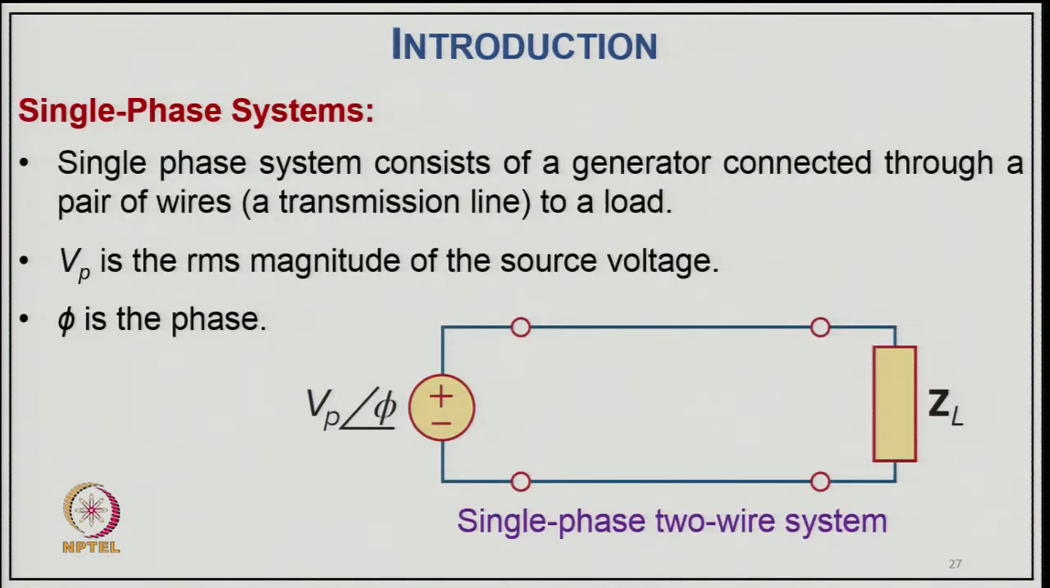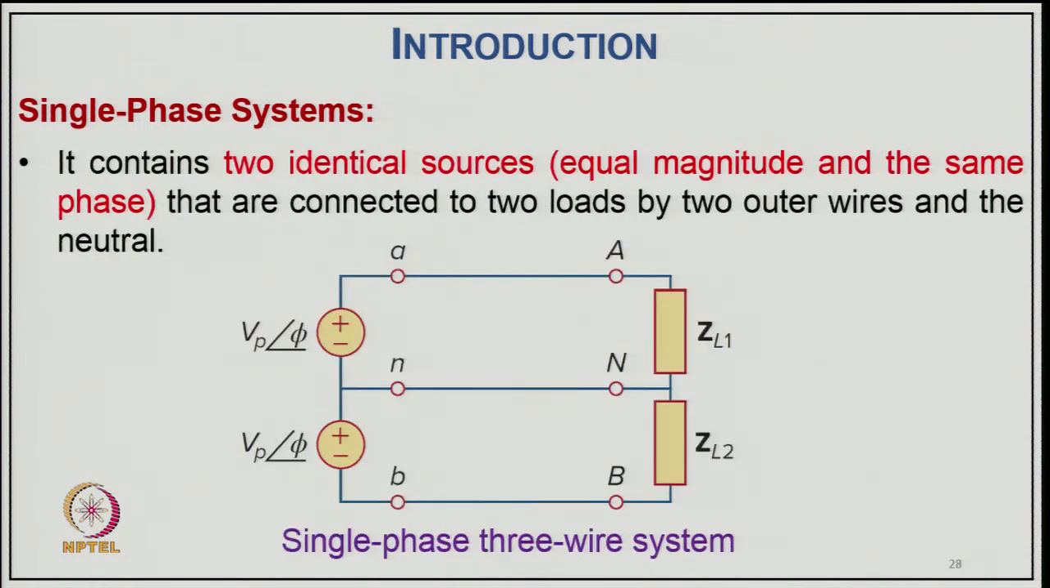Now, coming to the supply system, first we talk about the single phase system. A single phase system consists of a generator connected through a pair of wires or transmission line to a load, as you can see here, and Vp is the RMS magnitude of the source voltage, where phi is the phase angle of the voltage. This single phase system contains 2 identical sources of equal magnitude and same phase that are connected to 2 different loads by 2 outer wires and sometimes the neutral.